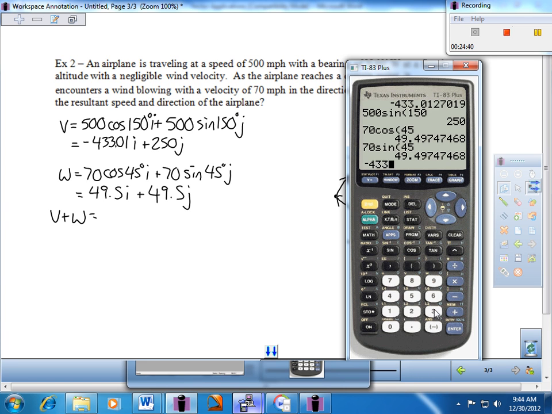So negative 433.01, and let's see, plus 49.5. Get that one, so that's going to be our horizontal component on the resultant. And then how about the 250 and the 49.5 on that, and this should be the vertical component.